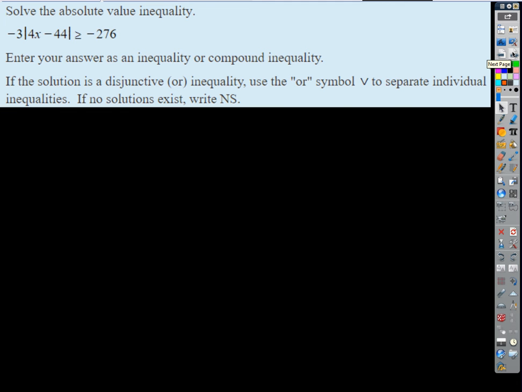We're just going to isolate the absolute value, just like before. So first step, got to isolate that, right? So we'll divide each side through by -3. Agreed?